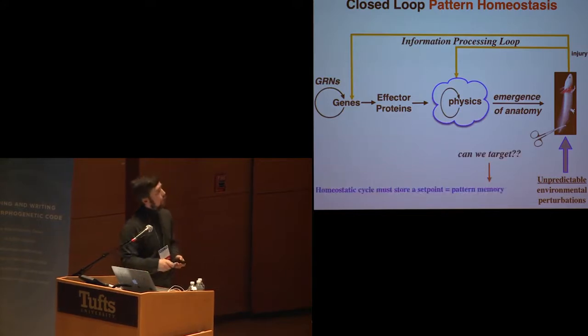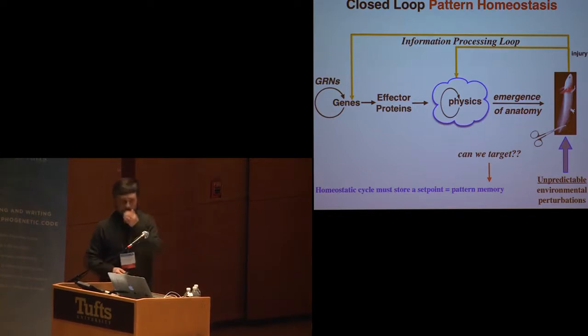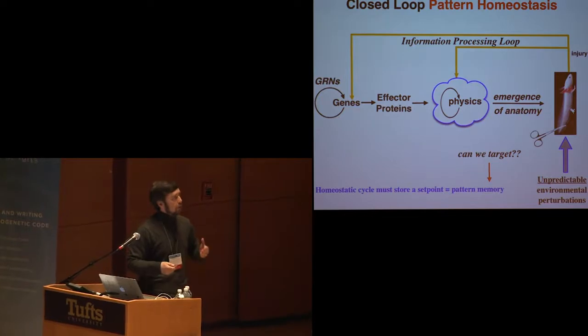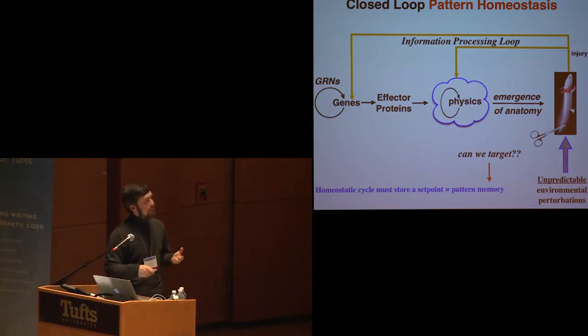So the question is, if this is a homeostatic cycle, the most important thing about a homeostatic cycle is that it has to store the set point. Everything from your thermostat on down, if it's going to have homeostasis, it has to store a memory of its set point, in this case, a pattern memory.